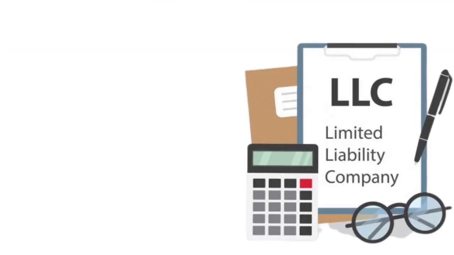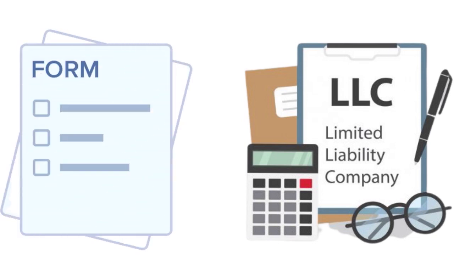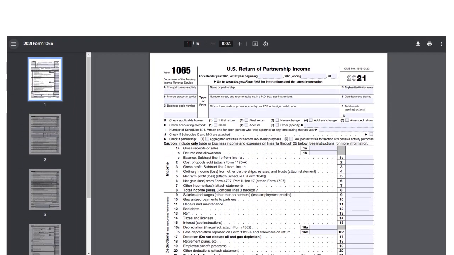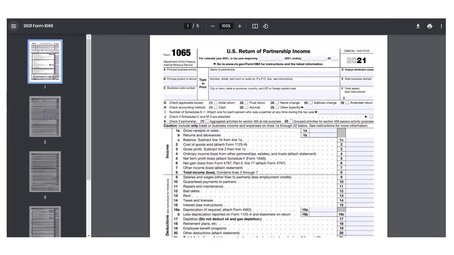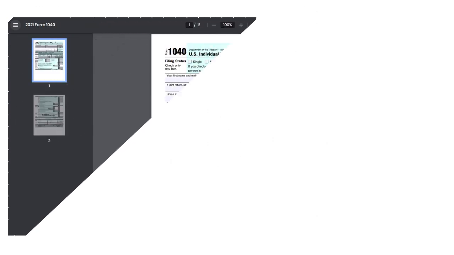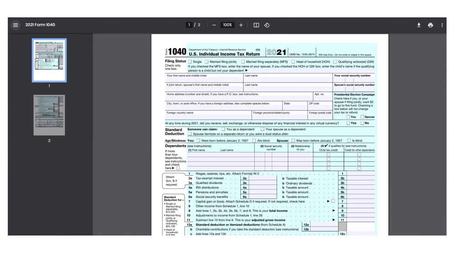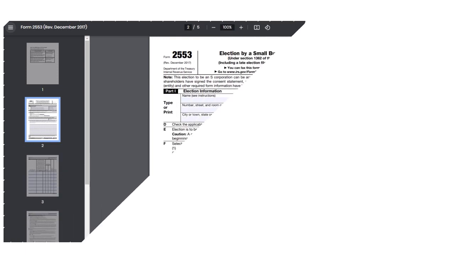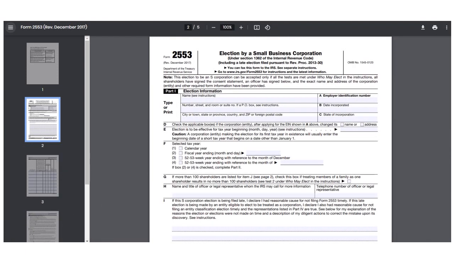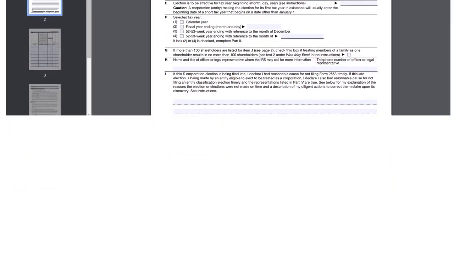When we talk about a partnership, you have to think about two forms when filing your taxes. You have Form 1065 to report the partnership's income, losses, and deductions, and Form 1040 to report your individual income tax returns. For S corporations, you have Form 2553 if you have not formally elected your business as an S corporation. You will need to file this form within 2 months and 15 days of the beginning of the tax year. So you can be a single member LLC, but file your taxes as an S corporation.